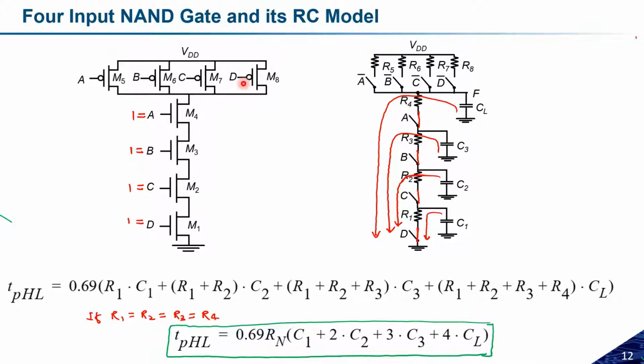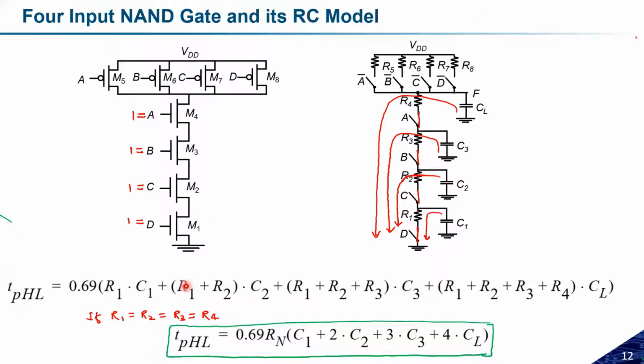But if I'm talking about the pull-down side, which is TPHL, high to low, if I keep on increasing the number of transistors in series, the TPHL will keep on increasing. So the worst case TPLH was a function of a single transistor activation, but the worst case TPHL is a function of the activation of all the transistors which are in series. So if I'm increasing the number of inputs in the NAND gate, the delay will further increase.